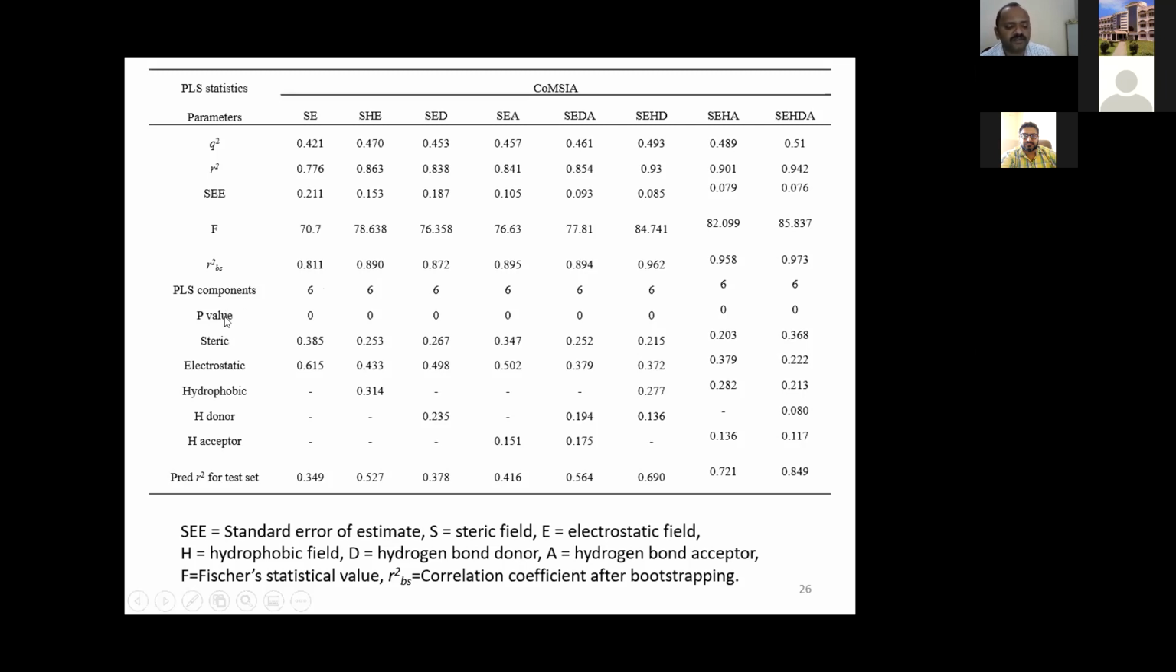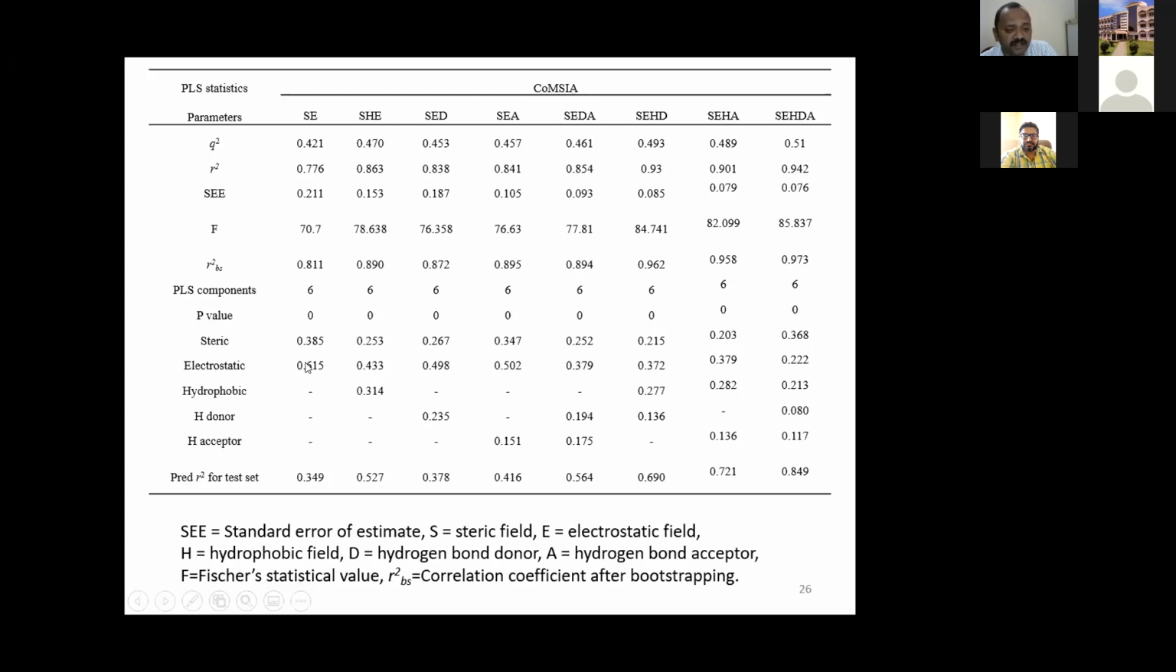Next is the p-value, statistical significance. As you all know, it should be 0, okay, so then only the statistical significance will be there. Next, these are the 5 parameters: steric, electrostatic, hydrophobic, hydrogen bond donor, and hydrogen bond acceptor. These are the 5 parameters that we take into consideration. So okay, their relative strengths, you can see it.